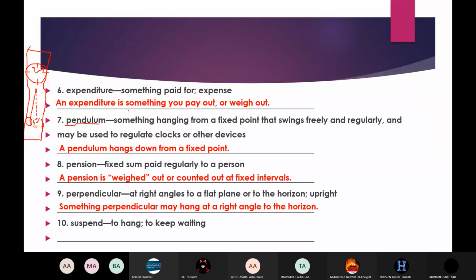Perpendicular, at right angles to a flat plane or to the horizon, or upright. So something perpendicular may hang at a right angle to the horizon. And the last one is suspend, to hang or to keep wearing. So suspend means to hang out, or if you suspend something like an earring, you leave it hanging. Like right now we can put it on hold, so I'm suspending it.